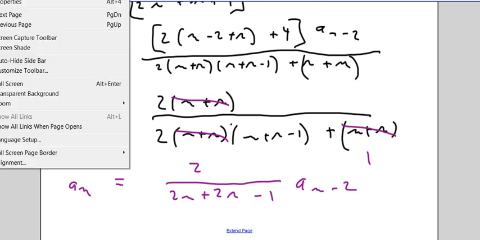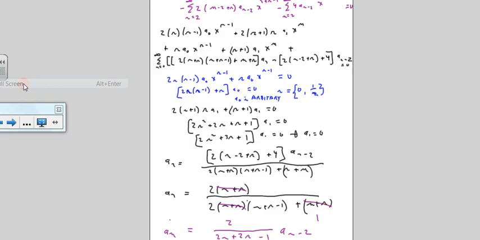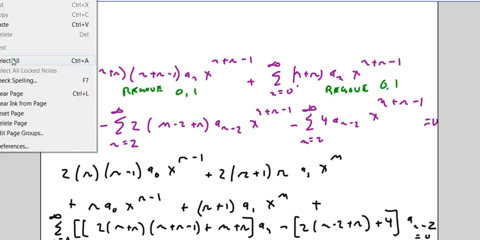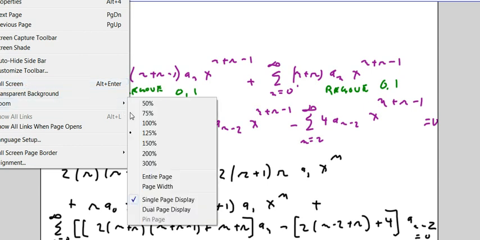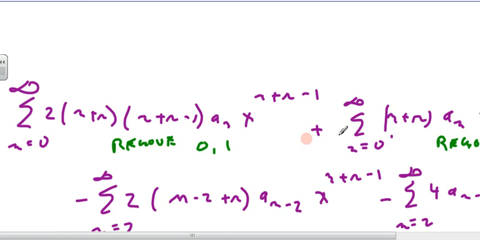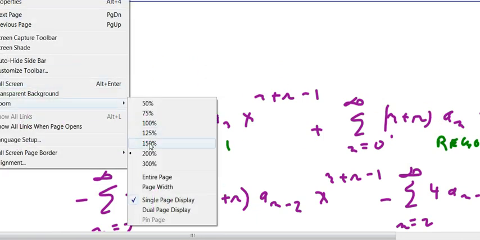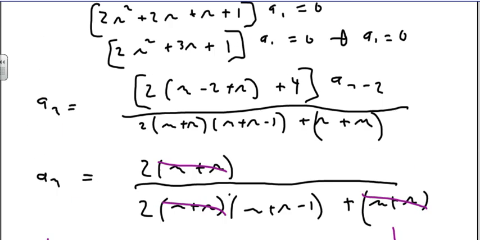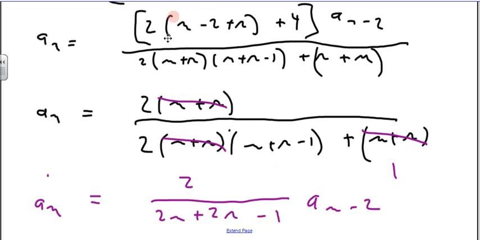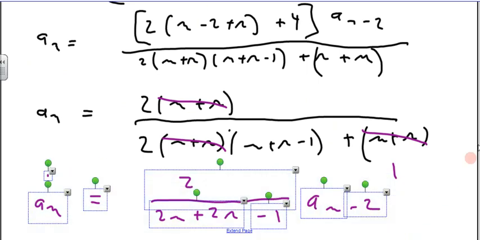So we're going to go back, view, zoom, wrong way, view, full screen, zoom. We'll go back out to, no, we can't go up to 200%. View, zoom, 150. Okay. So now we're back to where we were. We're going to take the recurring formula and put it on another page.